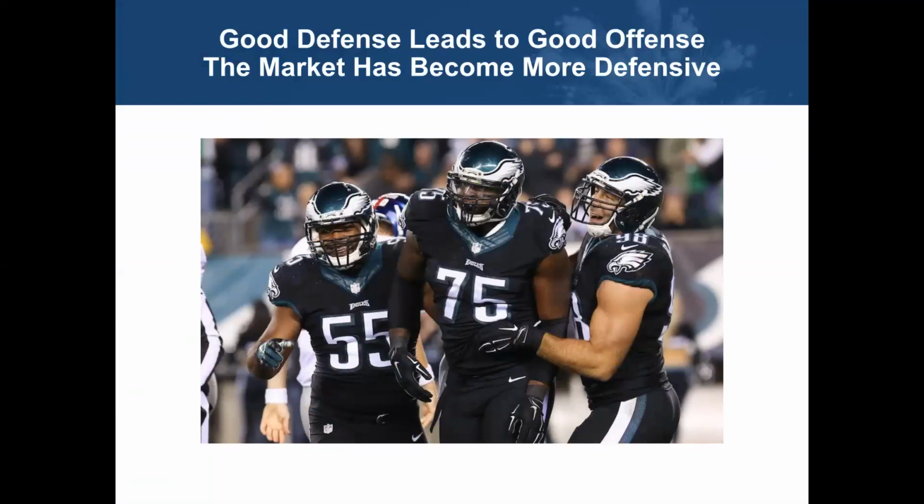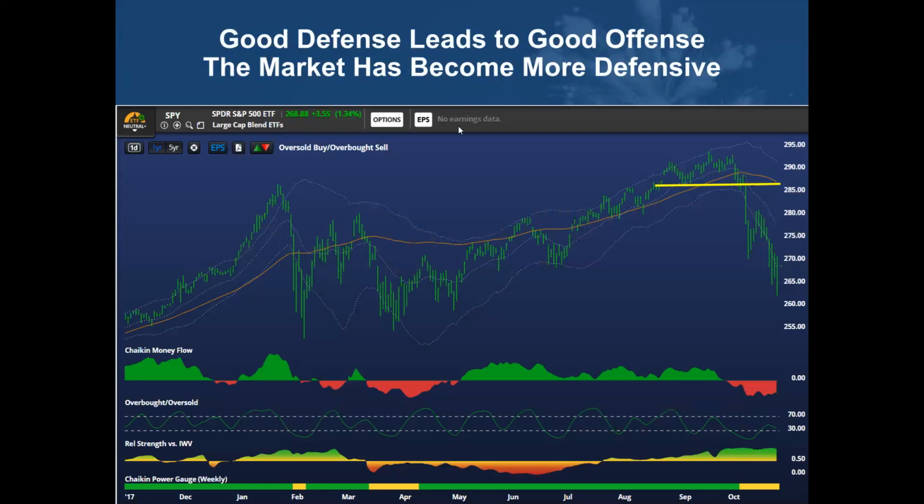defense actually is what leads to good offense. It's knowing the stocks to avoid or being able to take advantage of bearish stocks that can really help you generate offense in your portfolio. And Chaikin Analytics is a Philadelphia-based company, so here's our homage to the Super Bowl champs. And really, what's happened here, as I said, the market has become more defensive.